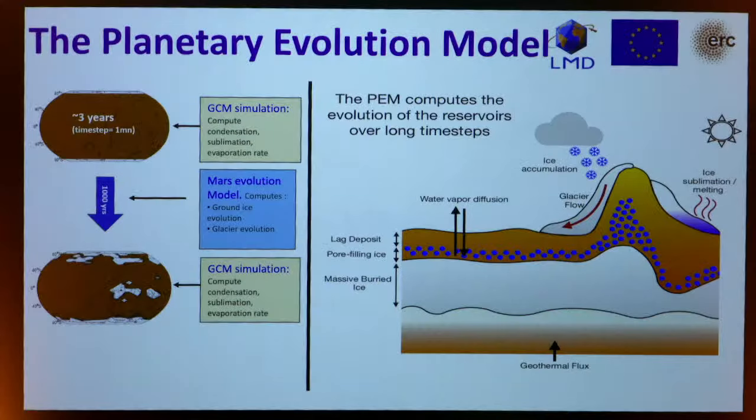I will skip this slide because JB did such a good job showing the planetary evolution model. And I will focus a little bit on the lag layer scheme. So if we have ice, and this ice has been lost to the atmosphere, it creates a lag on top of it. And the real question is, how does this lag behave?